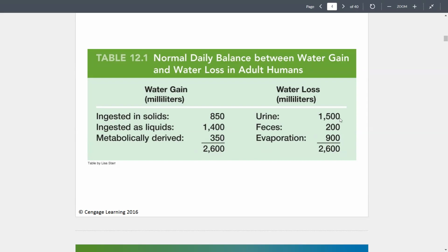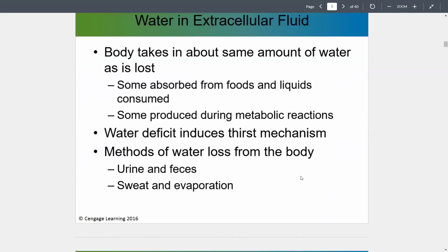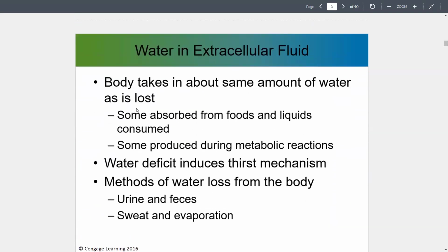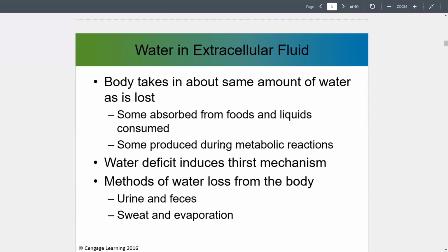So you lose most of the water in your urine, some of it in your feces, because your feces aren't totally dry, hopefully, right? Your large intestines aren't doing that good a job. And then evaporation, like sweating. So you should be equal here. If not, you're going to get bloated or dehydrated. So the in should equal the out. The body takes in about the same as it loses.